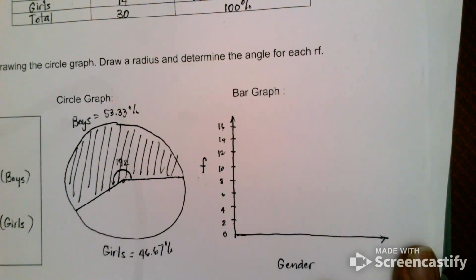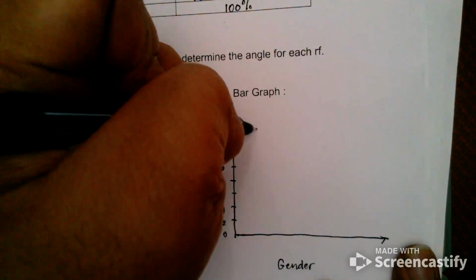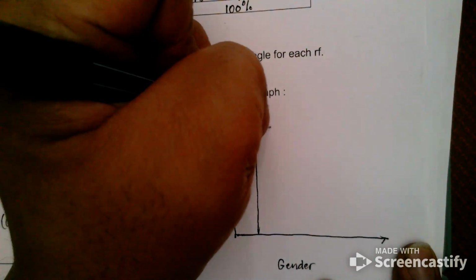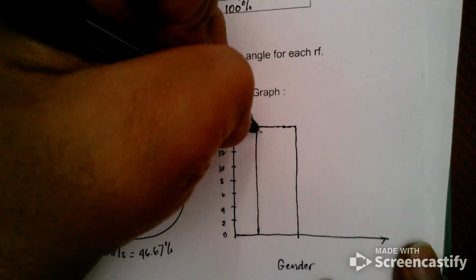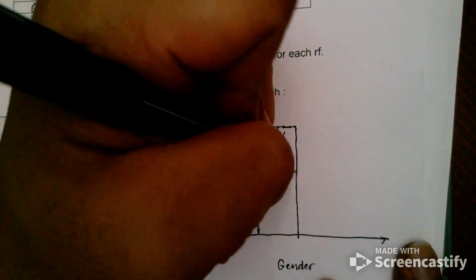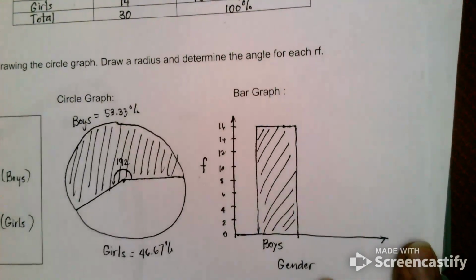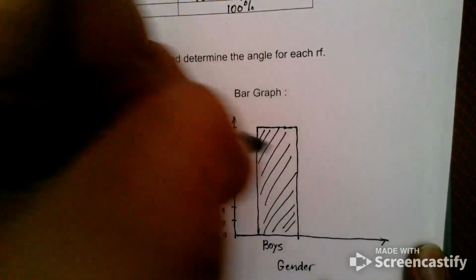So all we're going to do is make one bar for the boys and one bar for the girls. Separate. So the boys is what? 16. So 16 from here. So I'll make 16 from here to there. This one represents the boys. And then the other one, which is 14, I'm just going to do a separate one.